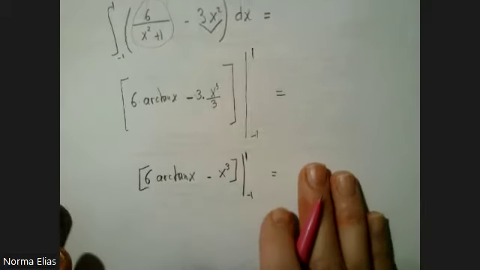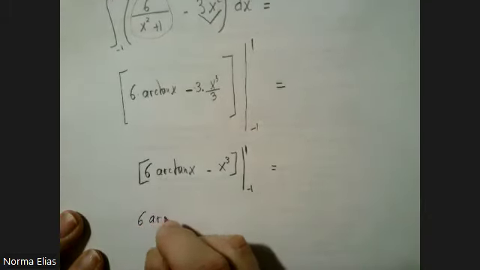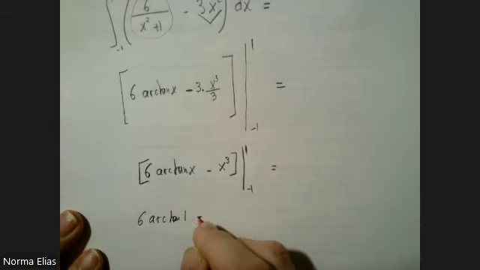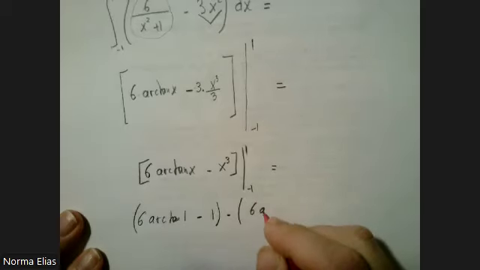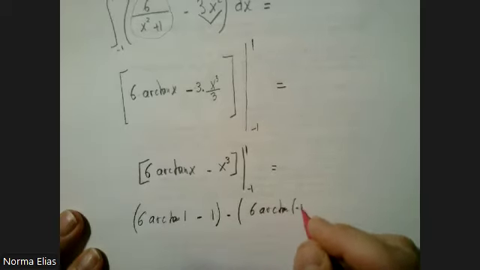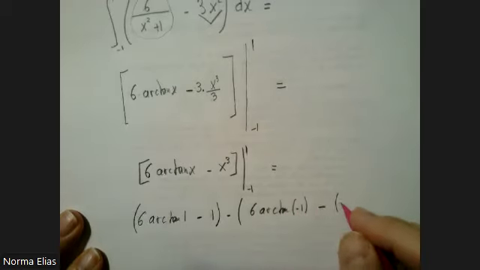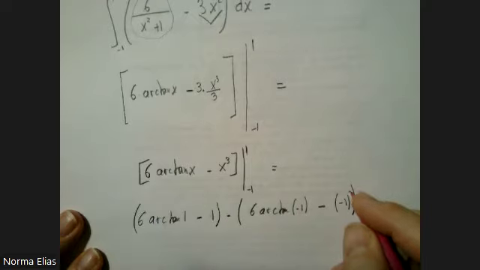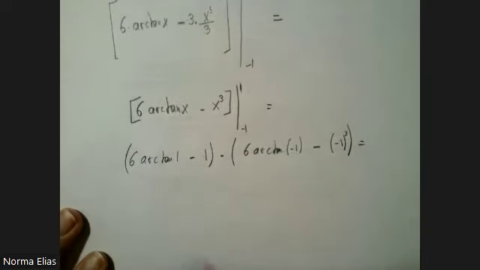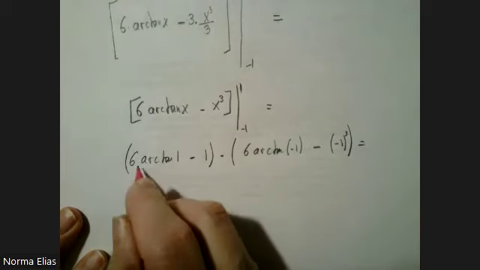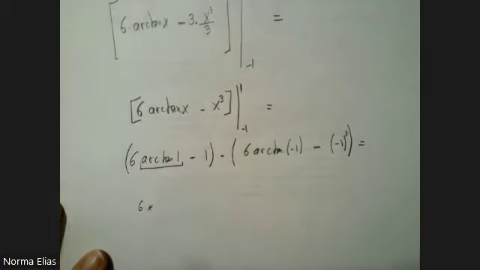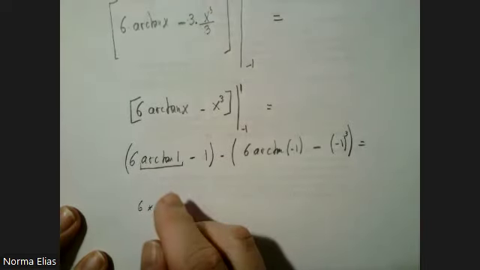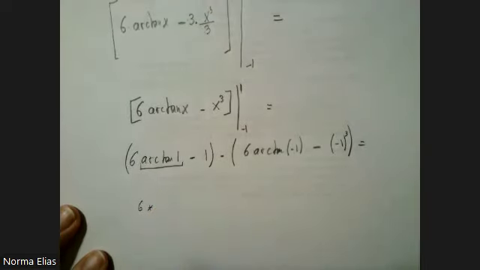And now the evaluation part. 6 arc tangent 1 minus 1, minus 6 arc tangent -1 minus (-1) to the power 3, which is -1. So finally, let's get 6 times. Again, what's arc tangent 1? What's the angle whose tangent is 1? Quickly. What's the angle whose tangent is 1? I want quick answers, guys.